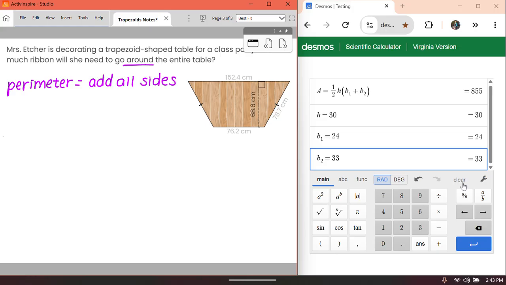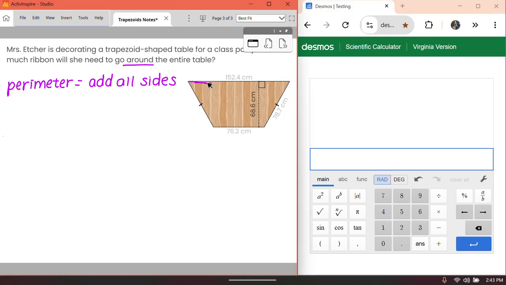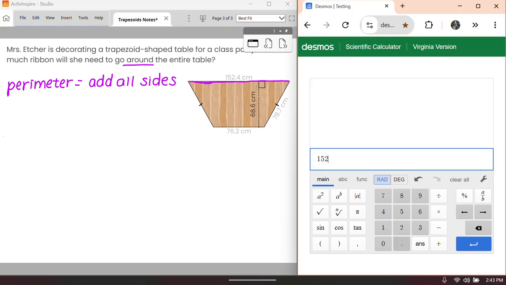So I'm going to clear out my Desmos and we're going to figure out how long each side is. So I know this top side is 152.4 centimeters. That's one of my bases. I know that this side over here is 78.7. I know that this bottom side here, or this other base, is 76.2.